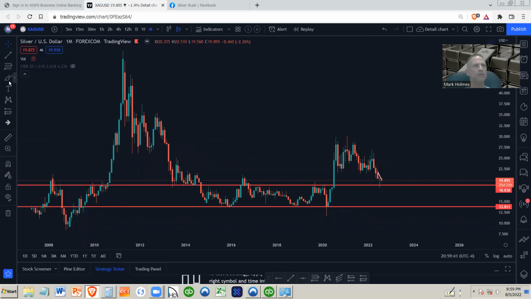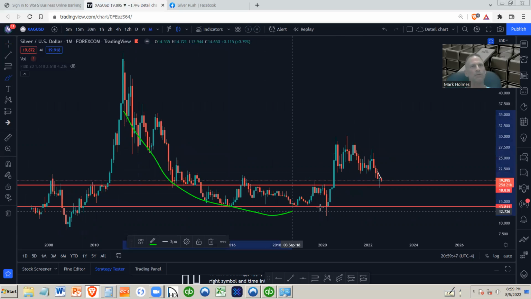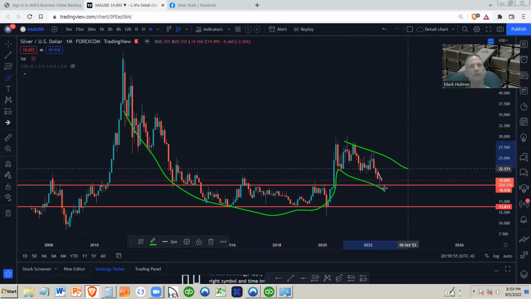but it does resemble a cup and handle pattern. So basically, to draw it out, it kind of looks like this. You can see the bottom rounds off here, and then it goes up here, and then here is the actual handle. Now, if you listen to the previous video that I put out, you can see that on my YouTube channel.